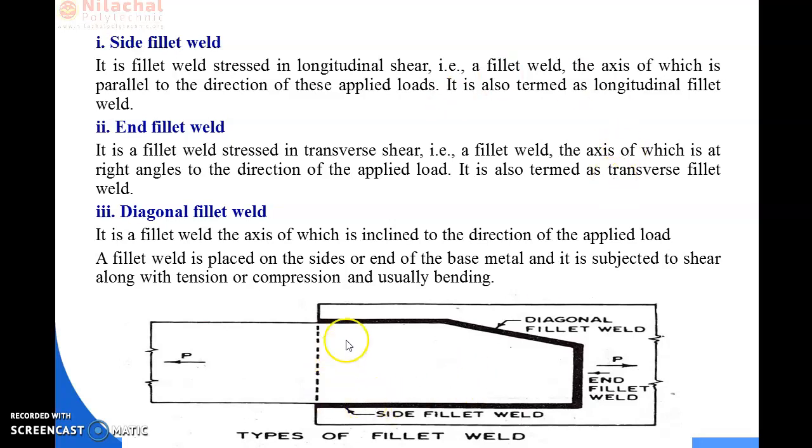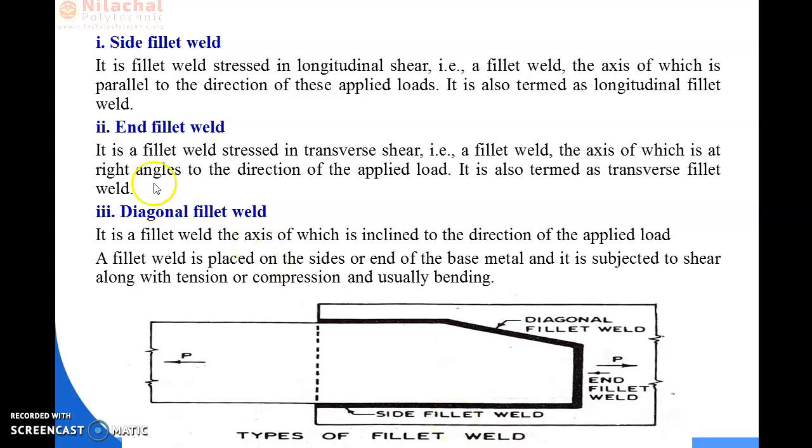So you can see these are the two plates which overlap with each other, and you see this portion, you can see the load is applied on this plate in the direction of right, and the provision of the weld on the plate is also in the direction at which the load is applied. So this welding portion is parallel to the applied load. So this kind of fillet weld is known as side fillet weld, or it is also known as longitudinal fillet weld.